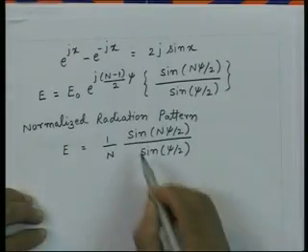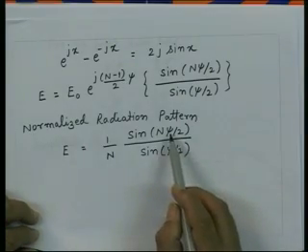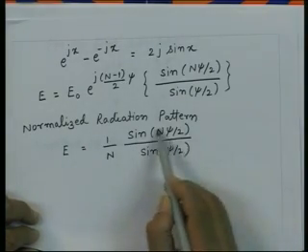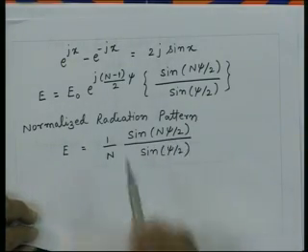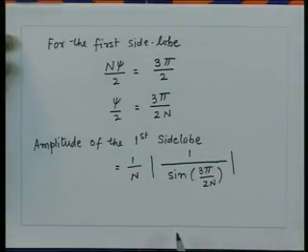Note here at the side lobe the numerator is maximum, which is equal to 1. So, we have substituted the value of psi corresponding to making this quantity 3 pi by 2, or this quantity is equal to 1. So, this is the amplitude of the first side lobe.